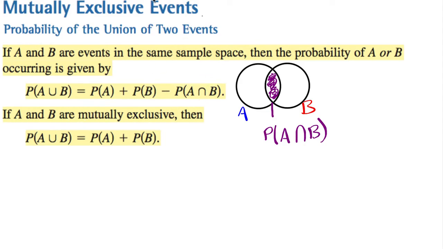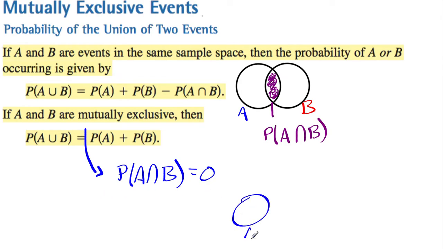Now, when events are mutually exclusive, it means there is no overlap. So the probability of A intersect B is equal to 0, so it's just the sum of the probabilities. So we have the probability of A and the probability of B. These are two mutually exclusive events. So, what's the probability that tomorrow the weather is going to snow and it's going to be sunny? Well, those are mutually exclusive events. It can't snow and be sunny at the same time. If it's snowing, it means there's cloud coverage, there's no sun.